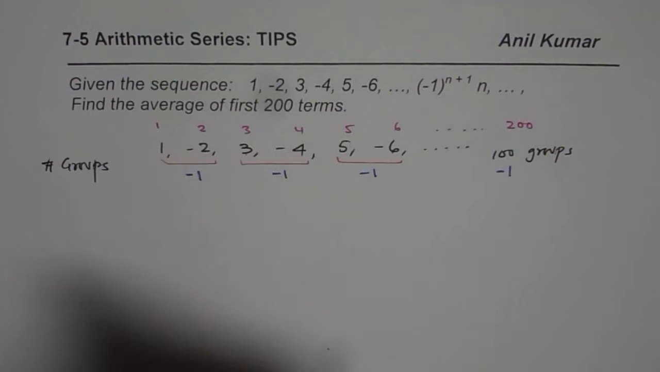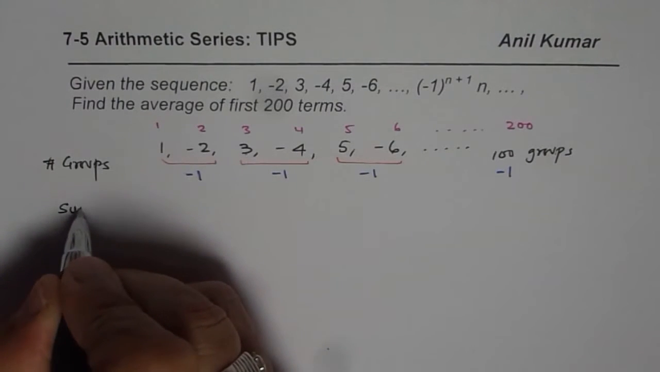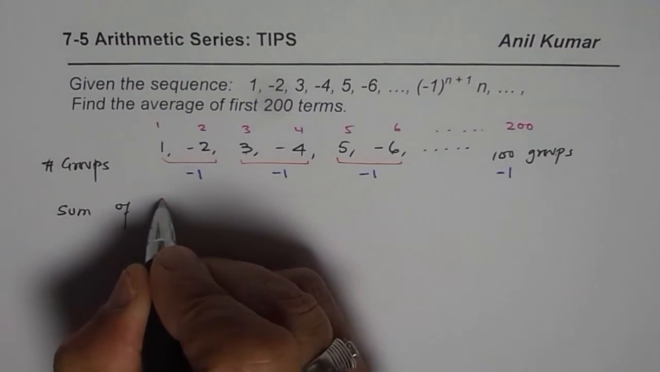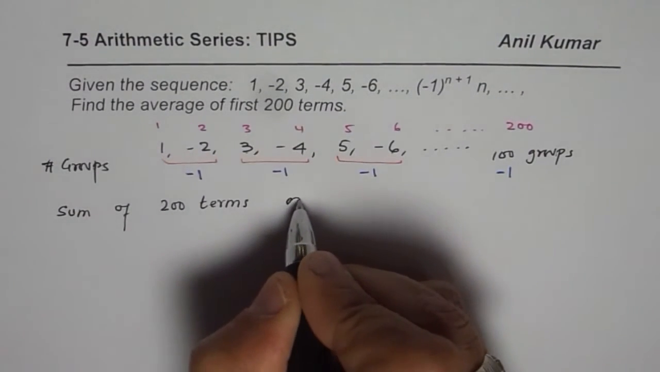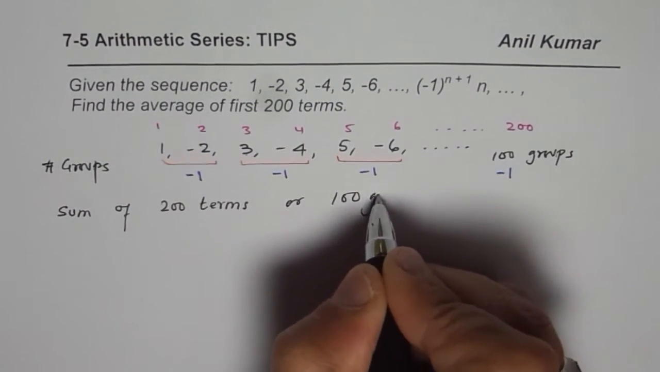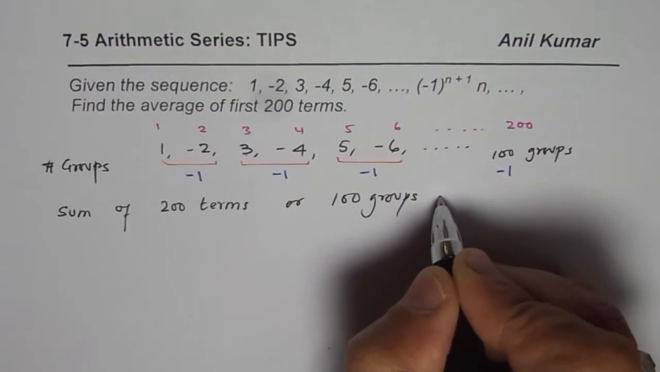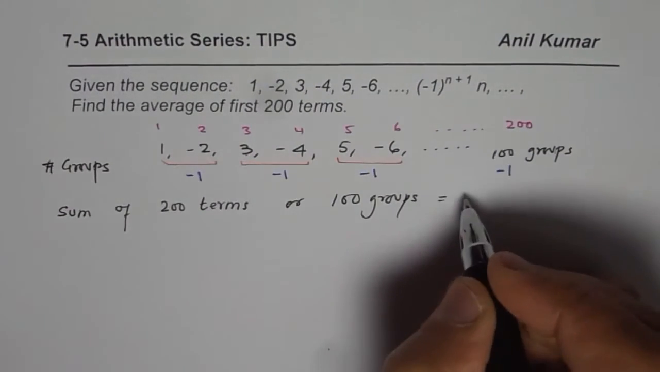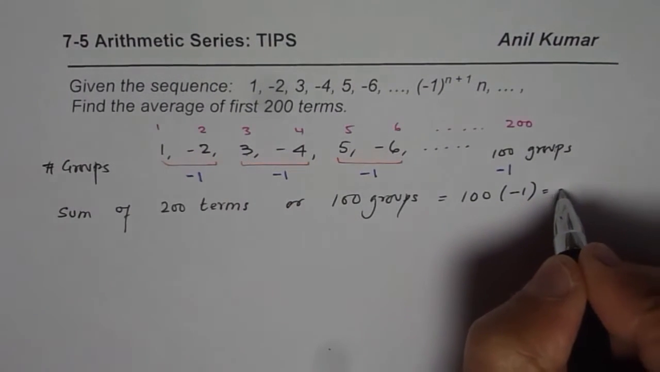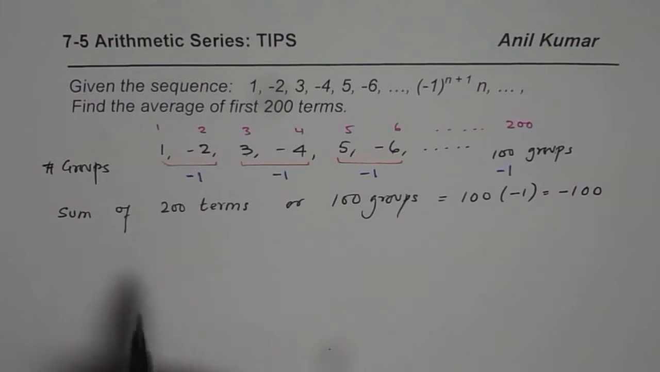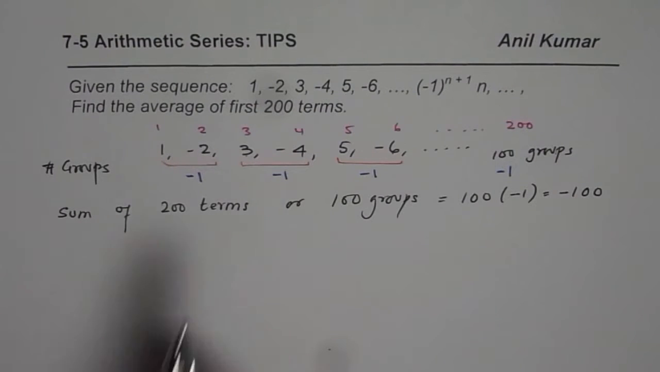So that gives us the sum of 100 groups, or the sum of 200 terms, right? It will be how much? Each group is minus 1, so it will be 100 times minus 1, or minus 100. Is it okay? So that is the sum of 200 terms.